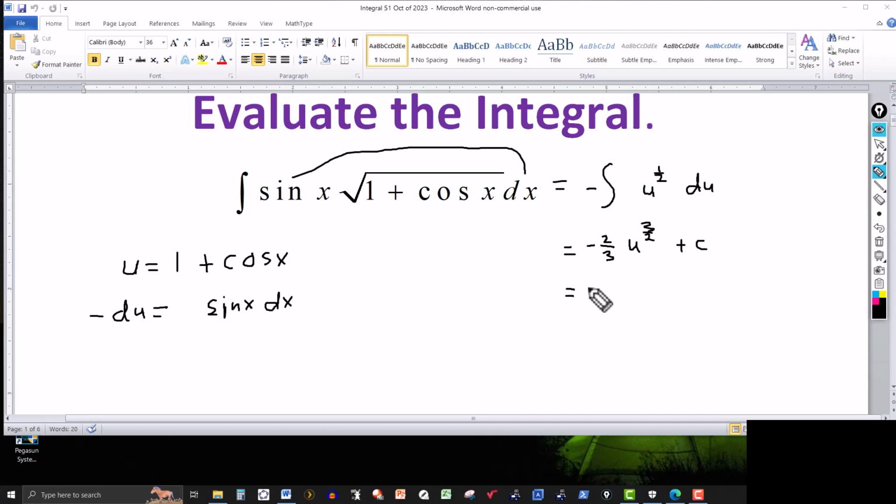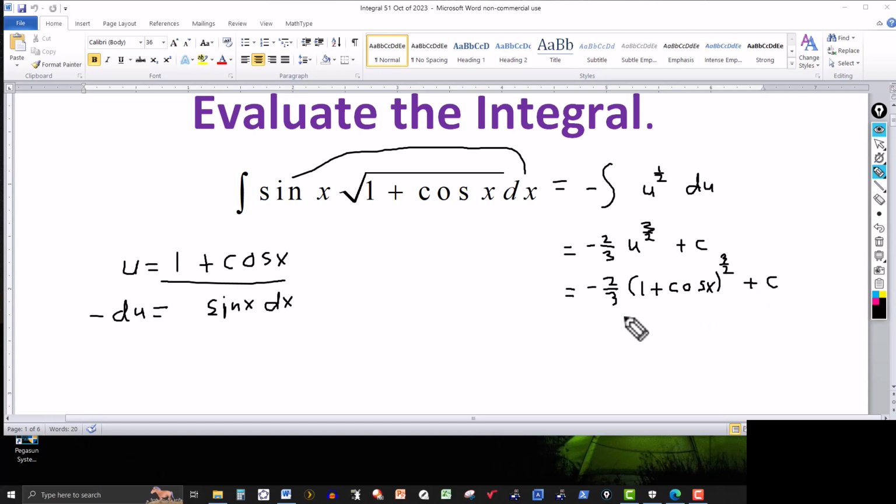And again, when you're using the u substitution, once you complete the integration with respect to u, you always go back to the original variable. So we have u equal to 1 plus cosine of x, so go 1 plus cosine of x here, and that's taken to the 3/2 power. I could write it as a radical, the square root of the radicand cubed, but I just leave it in this form, plus the constant of integration.